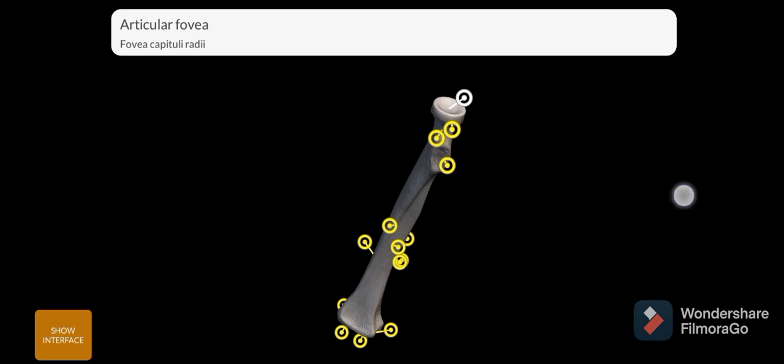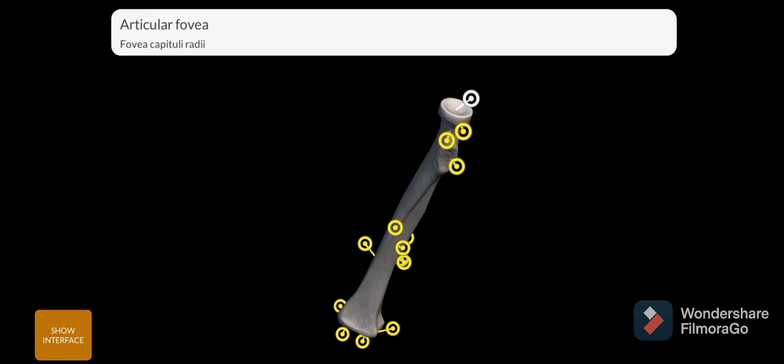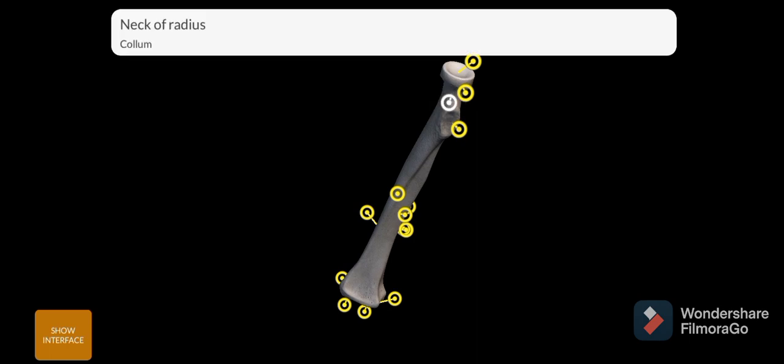Immediately distal to the head of the radius, there is a constricted region which is called the neck or column of the radius. Next, on the proximal surface of the radius, immediately distal to the neck, there is a roughened area which is called radial tuberosity or tuberositas radii.